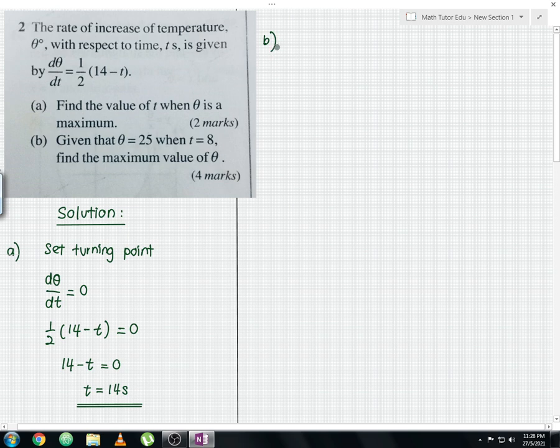Okay, continue our discussion for part B. Let me rewrite this equation over here. So from here, given that d theta over dt is equal to 1 over 2 in the bracket 14 minus t, close bracket, the 1 over 2 you times in, so from here you get d theta over dt is actually equal to 7 minus t over 2. Okay, so in order to get the theta, what we're going to do is integrate d theta over dt. Okay, so from here let us continue.